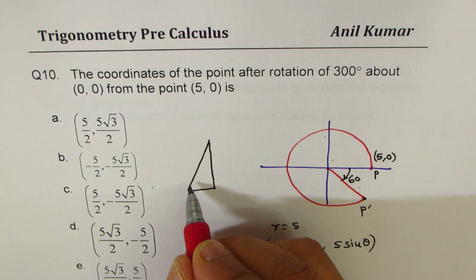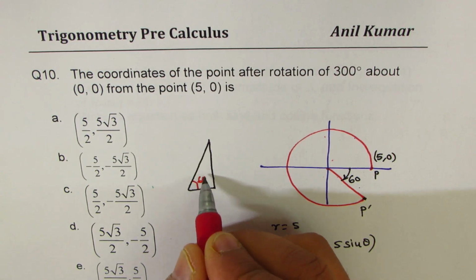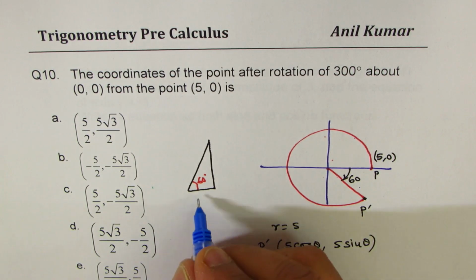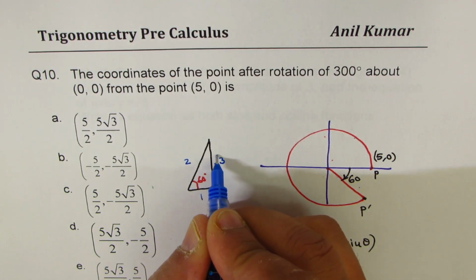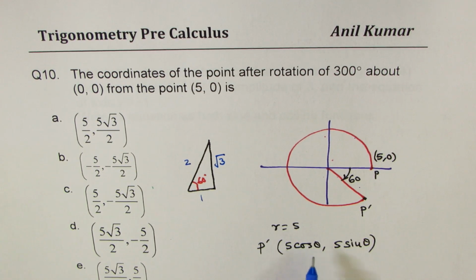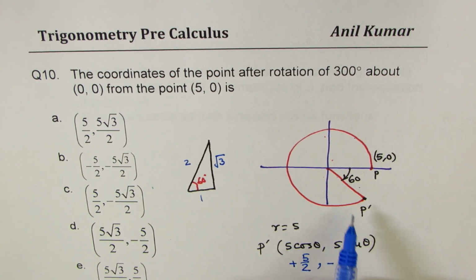Which is the 60 degrees triangle, where the sides are 1, 2, square root 3, correct? So here, in this quadrant, we know x value is positive, y value is negative, correct? Y value is negative, perfect. Now, 5 times cos of 60. Cos of 60 is 1 over 2. So it is 5 over 2. And here, negative value, sine value is square root 3 over 2. So 5 times square root 3 over 2. Correct? That becomes the coordinate. So that is the right answer.